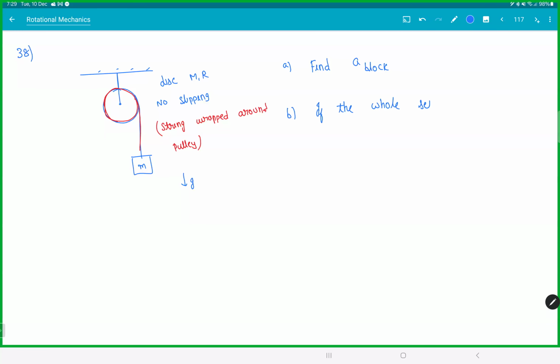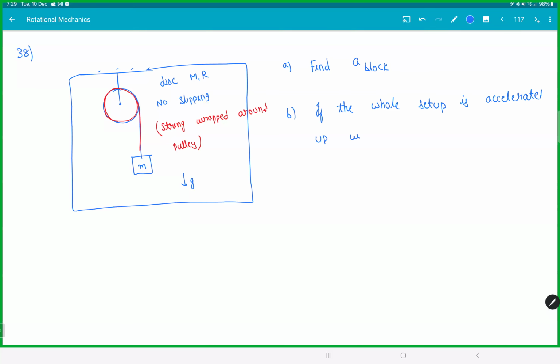If the whole setup, so this whole setup, let's say is inside a lift or something, and is accelerated up with a naught, then find the acceleration of the block. First, let's find it normally when the system is at rest.